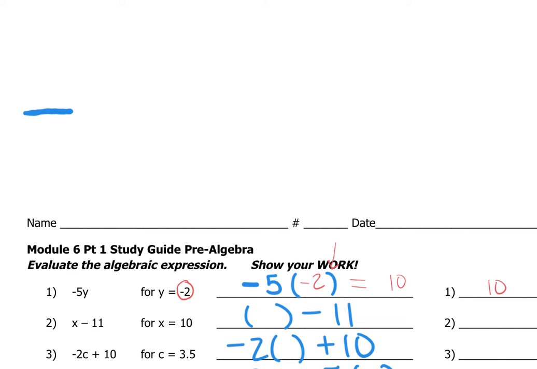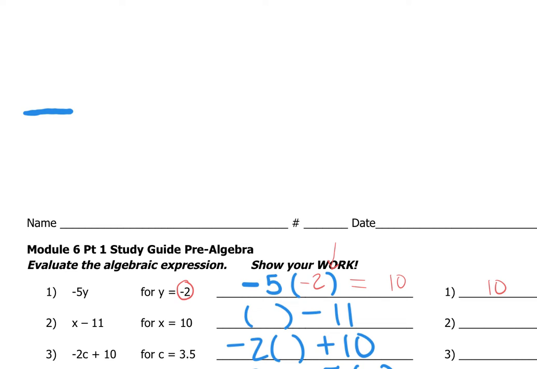Number 2, x minus 11. We want to substitute a 10 in for x, and then we subtract 10 minus 11. Now when we're subtracting integers, we do want to make it 10 plus -11, and then they have different signs, so we will subtract and keep the sign of the larger. So the difference there is 1, and the larger one is negative, so we will have our answer as -1.